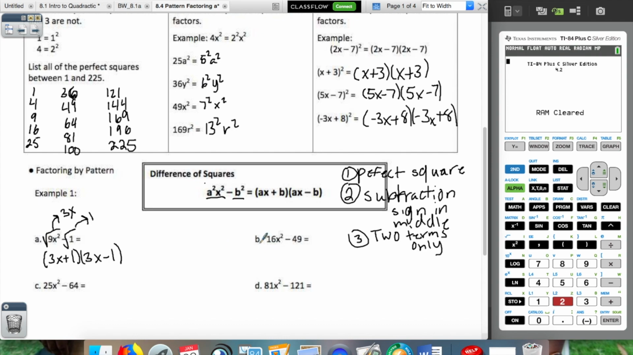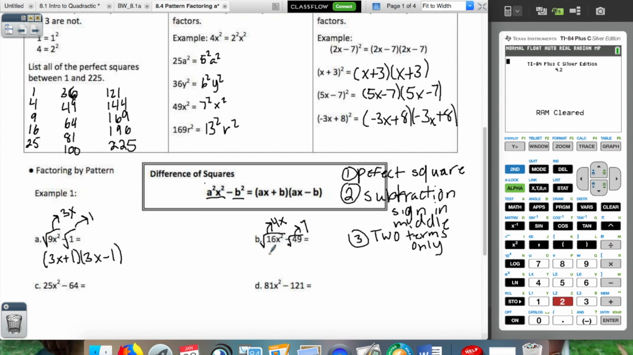So let's go ahead and start. Let's take the square root of the first. What's the square root of 16x squared? Well, what's the square root of 16? 4. What's the square root of x squared? x. And now let's take the square root of 49. What can I multiply by itself to get 49?